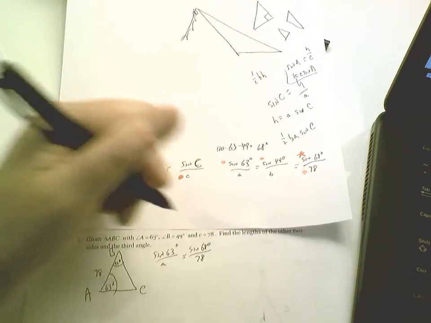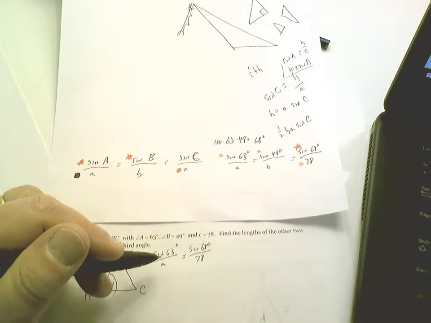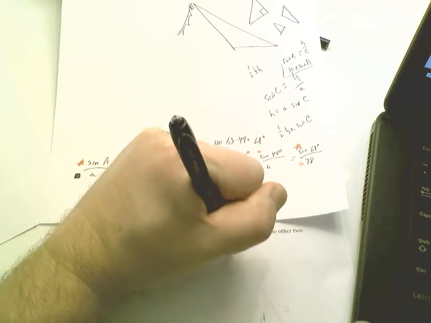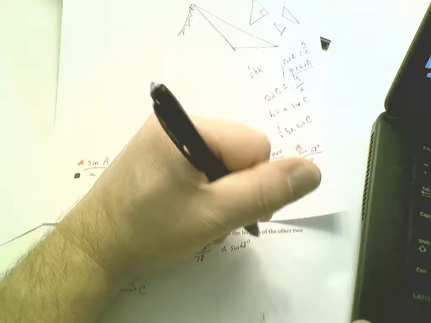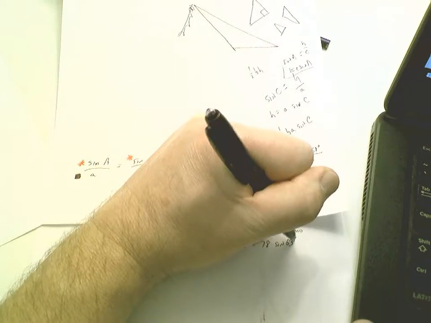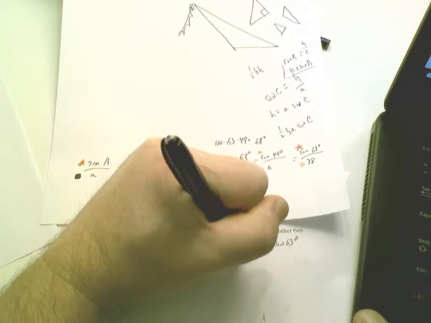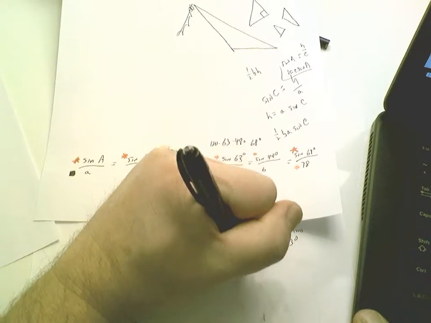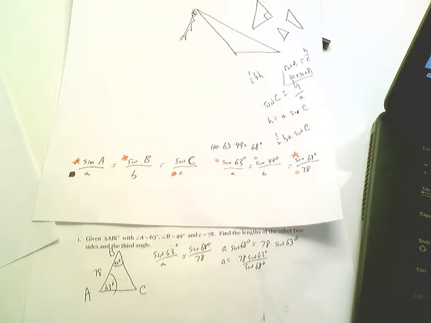68 degrees over 78. That allows me, if I do some cross multiplying and other work, to say that A times the sine of 68, so I'm going to show it all the way through this time, A times the sine of 68 equals 78 times the sine of 63 degrees, which tells me that A is equal to 78 sine of 63 over the sine of 68 degrees. So let's go ahead and work this through very quickly.